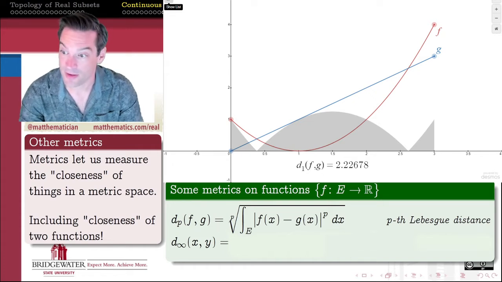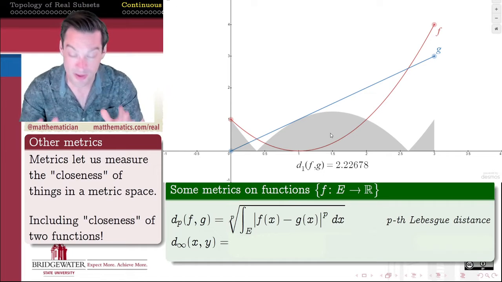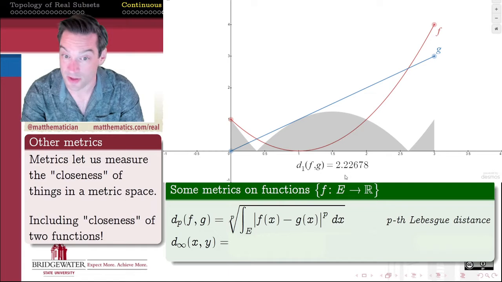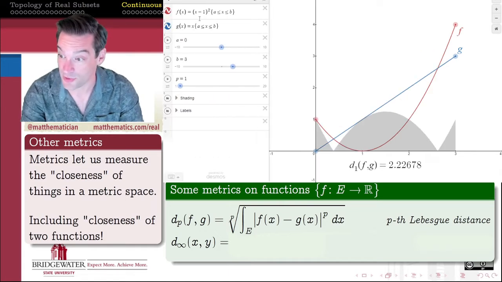the pth Lebesgue distance, if you like. So here I have 2 functions f and g over here, they're graphs, and I've shaded a function which is the pth power of the absolute value of the difference of these 2 functions. And so when p is equal to 1, we get the d1 distance. The actual absolute area between these 2 graphs was about 2.22.